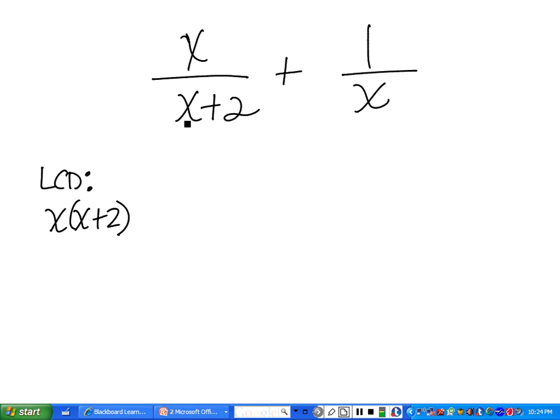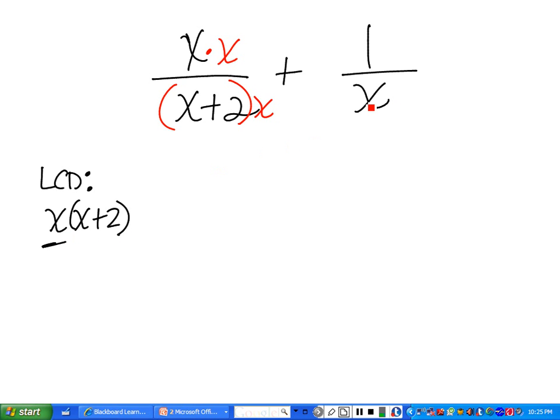So how do I get x plus 2 to look like x times x plus 2? I'm only missing the x here. Okay, so we will multiply top and bottom by x, and it really doesn't matter if you put the x behind the x plus 2 or in front of it. Multiplication is commutative. Therefore, x plus 2 times x is the same thing as x times x plus 2.